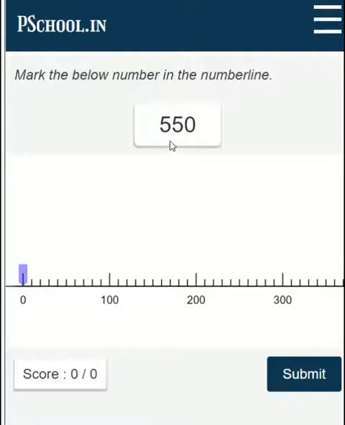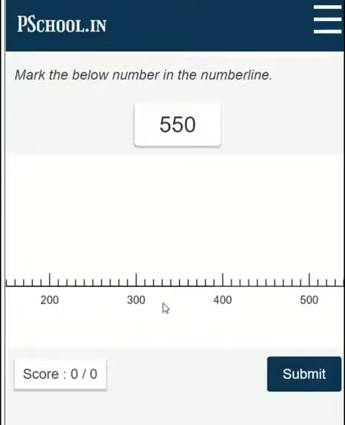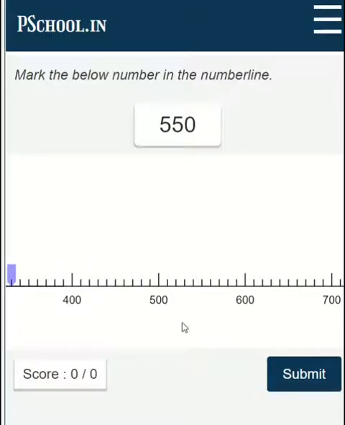Mark the below number in the number line: 550. A number line is given here. We can scroll the number line. We have 500 and 600 here. The major division is 100 and there are 10 minor divisions, each representing 10. So 550 is present here.